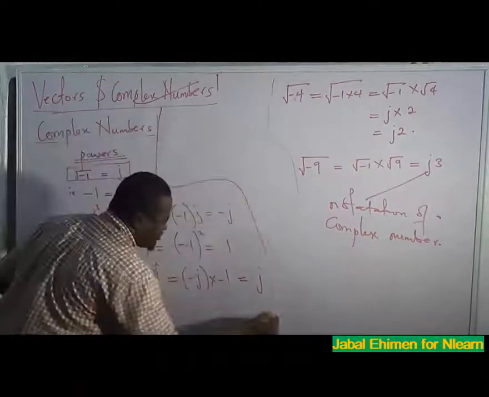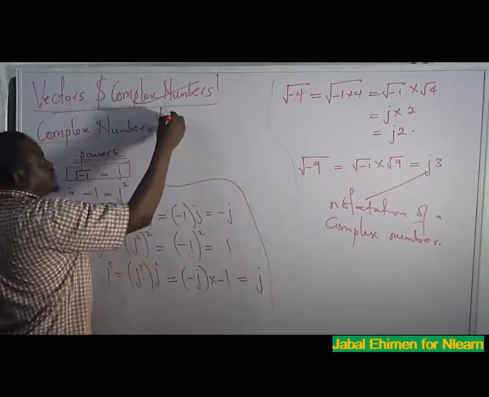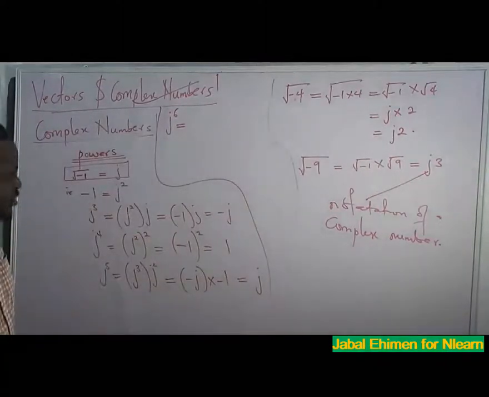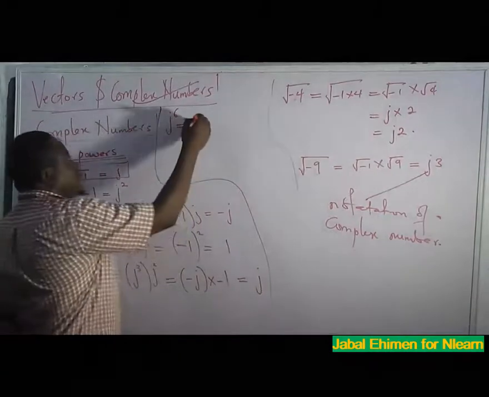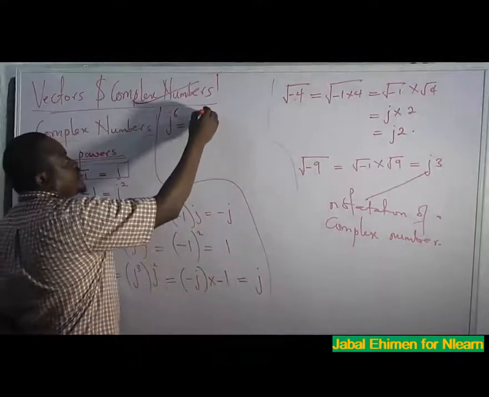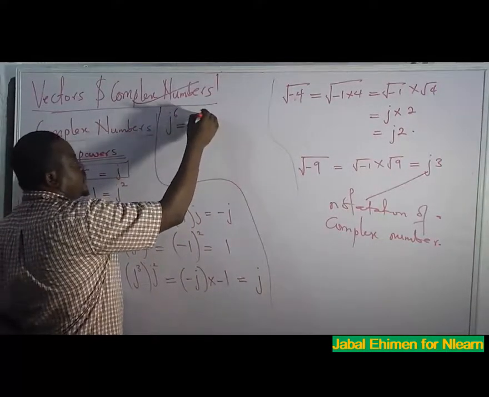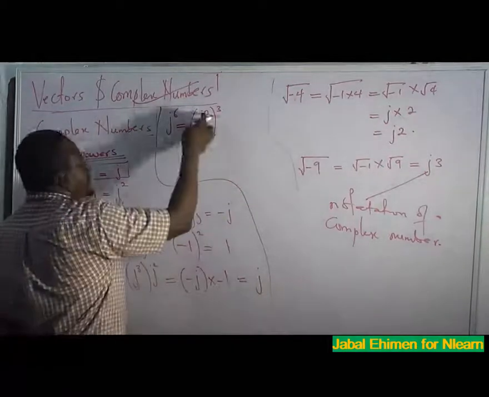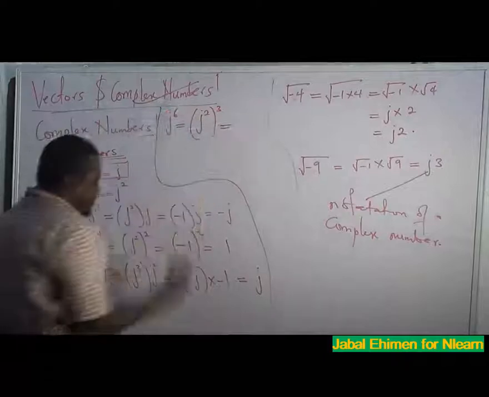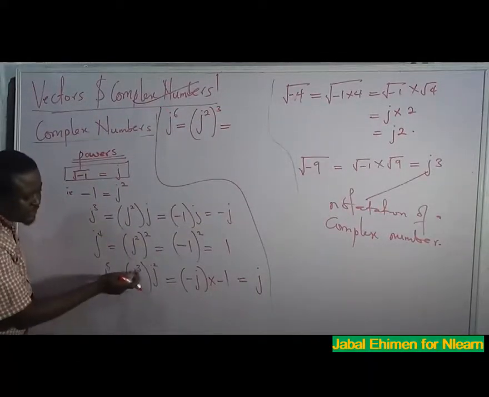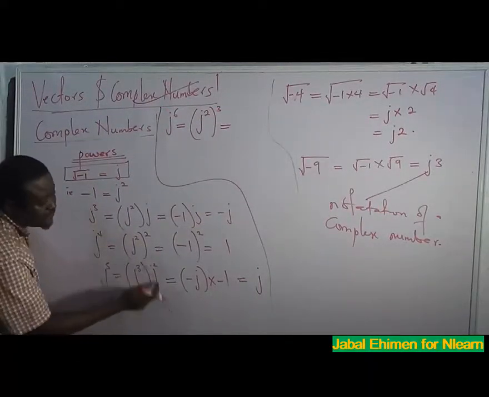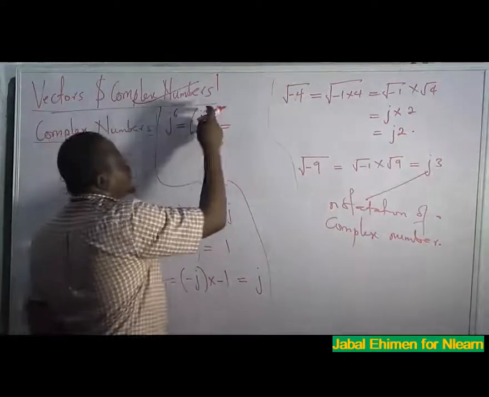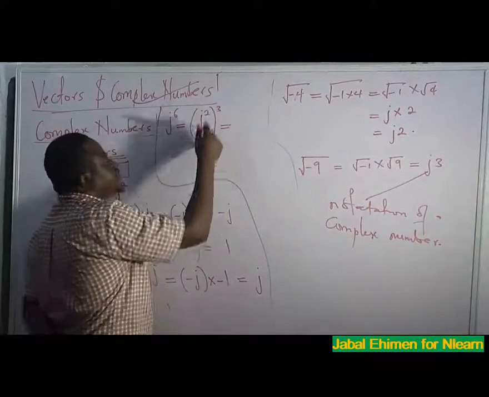Can we try 6? Let's try j to the power 6. The power j to the power 6 will automatically give me j squared raised to power 3, because 3 times 2 will be 6. It's a different thing from j raised to power 3 times j raised to power 2. They are two different things. Here you add the power, but here you multiply. There's no j outside.